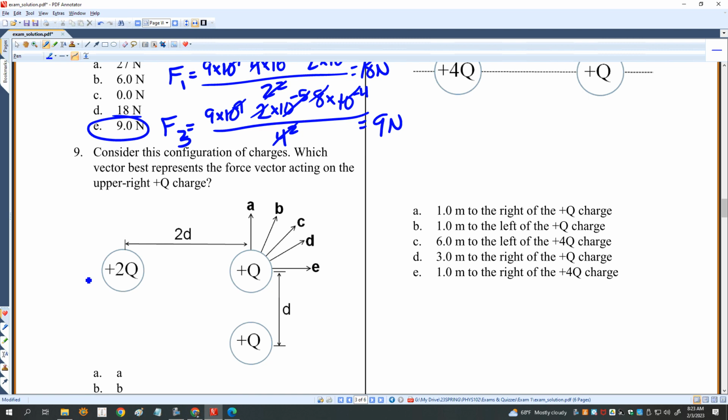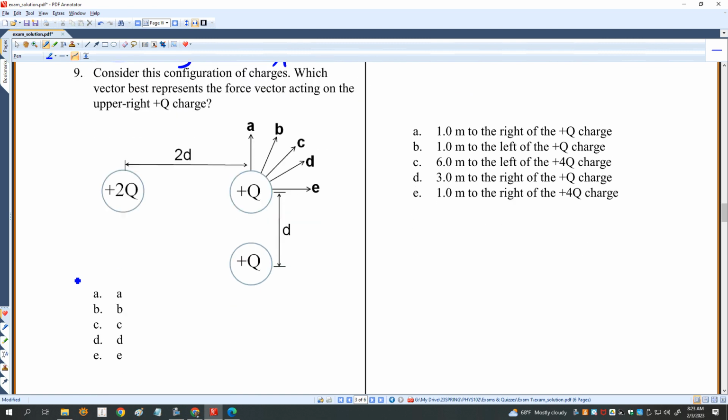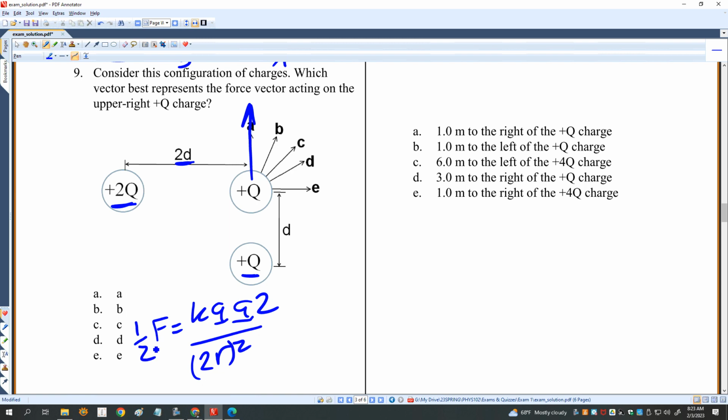So there's a configuration of charges. Which vector represents the force vector acting on the upper right plus Q charge? All right, so here, let's draw the vector due to this charge. It's going to be up and in this direction. Let's write Coulomb's law again. Now this charge is twice this charge, so I'm going to put a factor of 2, and this distance is twice that distance. So I have a 2 over 4, or 1/2. That means that this force is going to be half the length of this vector. That means that B is the right answer.